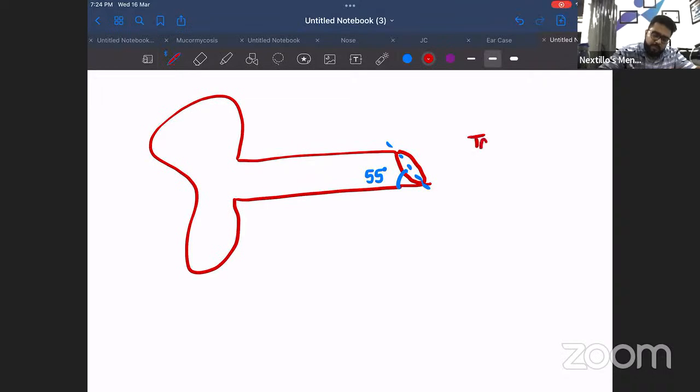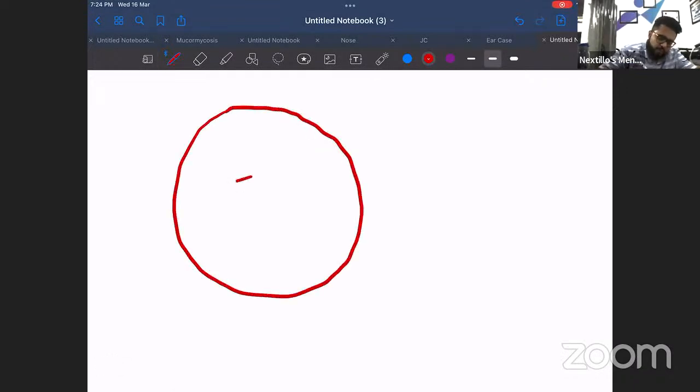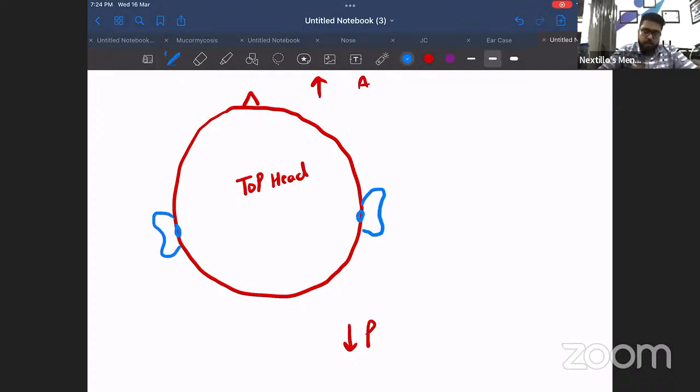So before moving to the tympanic membrane, I'll specifically pay attention to one thing, which is the orientation of the EAC in our body. Again, we'll draw the same person. Top head view. This is the top of the head. This will be the nose. This will be the anterior. This will be the posterior. Now suppose these are the ears. Here is the EAC opening. The EAC in our body is directed in such a manner that its direction is anterior or forwards.